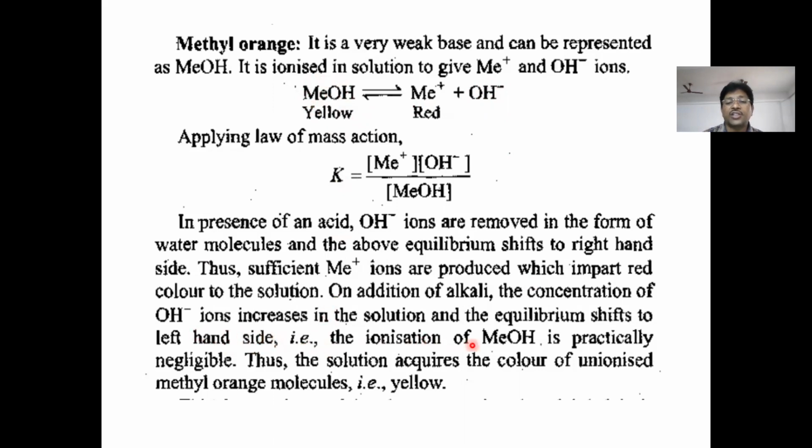That is, the ionization of methyl orange is practically negligible in basic medium, because of the common ion effect of OH minus. Thus, the solution gets the color of unionized methyl orange molecules, that is yellow color. The molecules have yellow color, the Me plus ion has red color. Like this, methyl orange imparts red color in acidic medium only. In basic medium, it gets its own color, yellow.